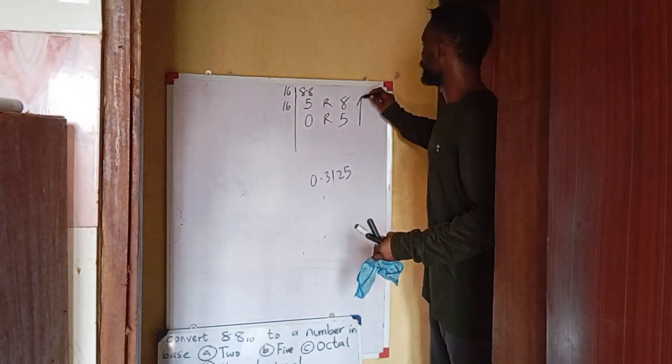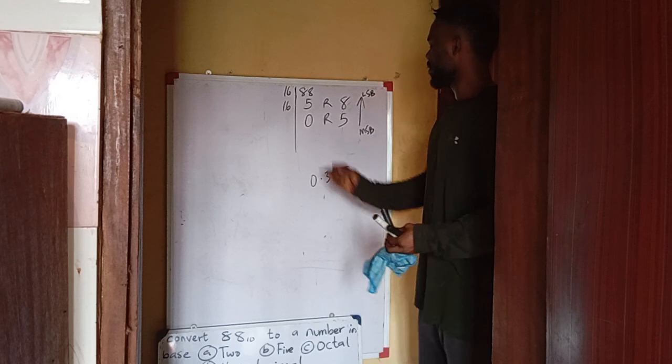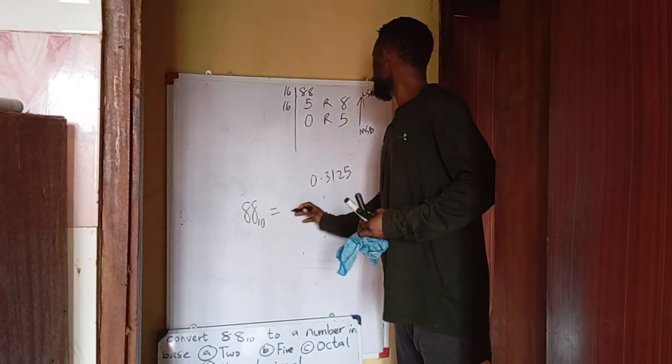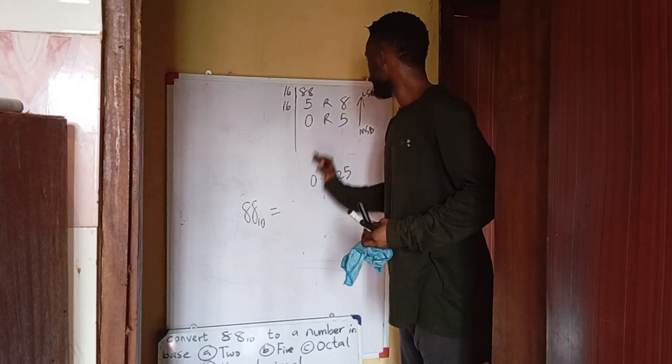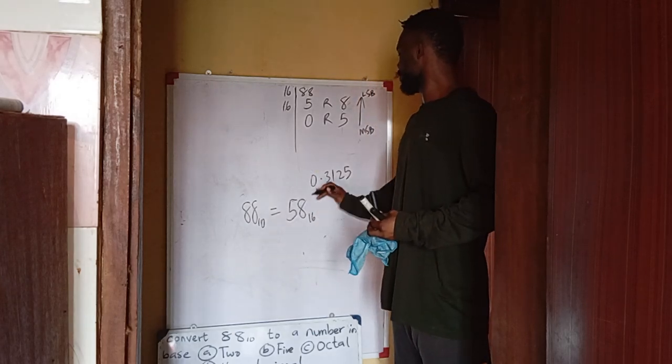So do the same thing: LSB, least significant bit, to most significant bit. You see that this gives you the same thing as saying 88 in base 10 is equal to 58 in base 16.